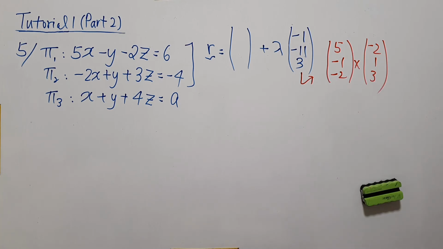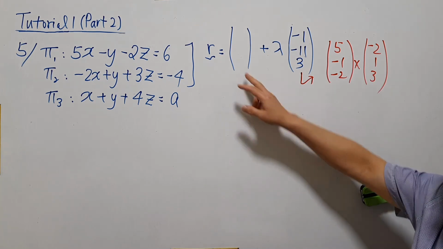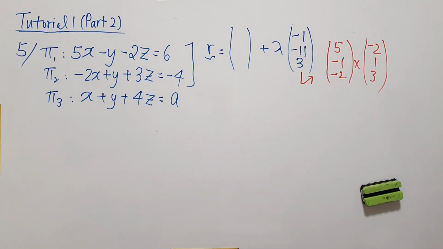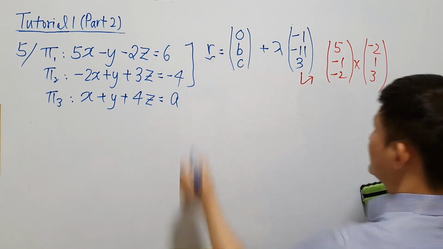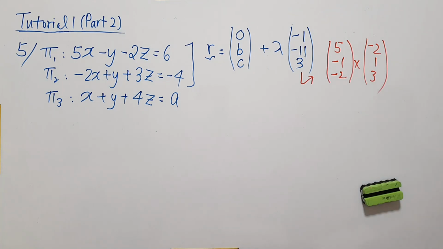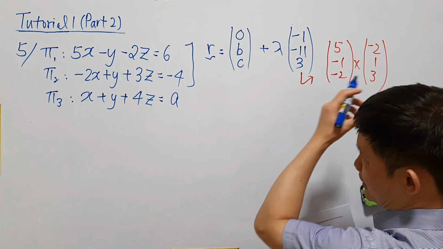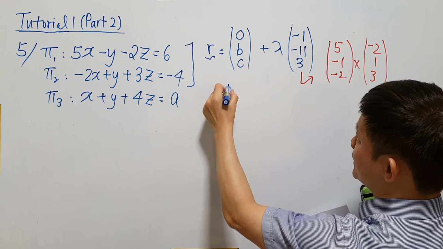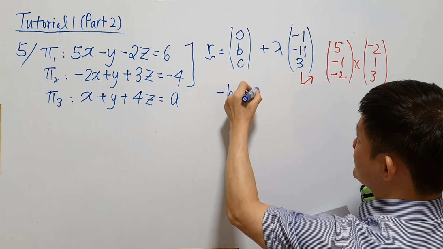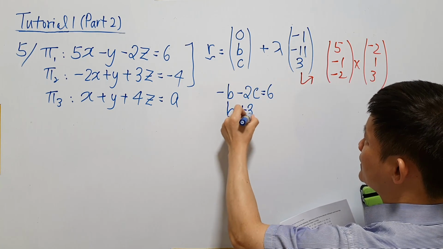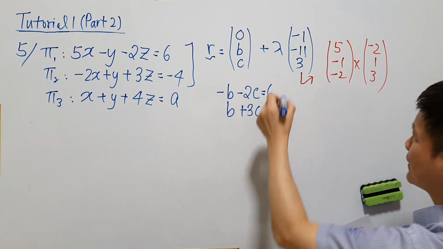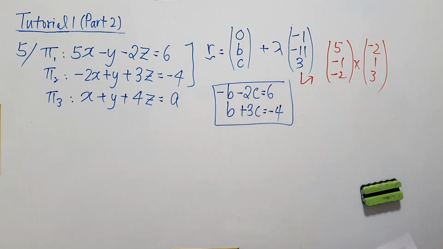So again, to find the first vector, we can arbitrarily put in a 0 for one of the components. So maybe I put 0 as the first component. It really doesn't matter, right? Okay. So if 0 is the first component, then with B and C as the second and third components, my equation now becomes minus B minus 2C equals 6, then B plus 3C equals minus 4. So we've got to solve for B and C from here.